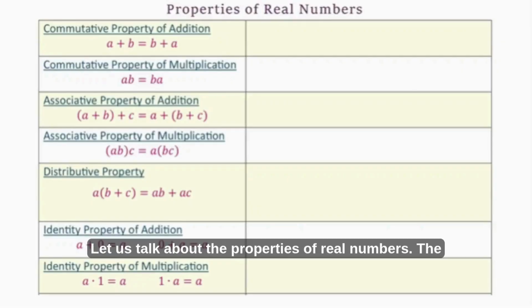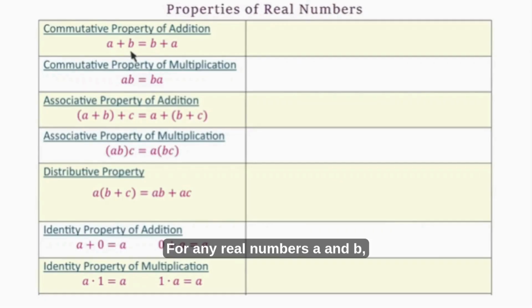Let's talk about the properties of real numbers. The first one is the commutative property of addition. For any real numbers a and b, a plus b equals b plus a. So, when adding two numbers, if we change the order, we still get the same result. For example, 2 plus 3 is the same as 3 plus 2.